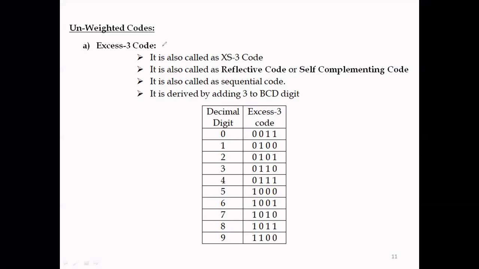Coming to XS3 code, it's also called excess-3. It is also a reflective code and self-complementing code. It's also a sequential code. It is derived by adding 3 to the BCD digit. Take the BCD digit and just add 3. Suppose 0 plus 3, this is 0011. Like that, 9 plus 3 is 12, that is 1100. This is XS3 code. Just add 3 to the BCD digit.